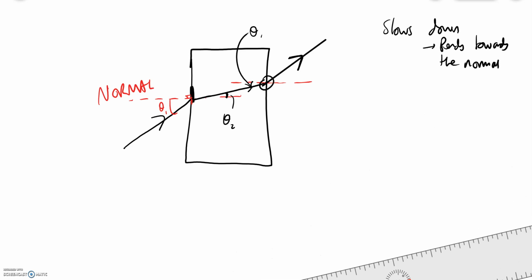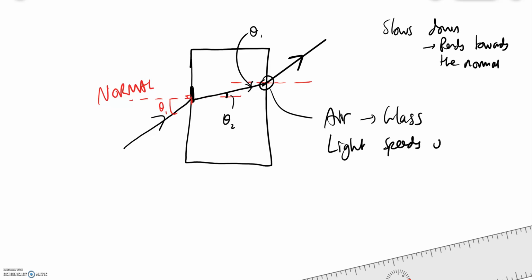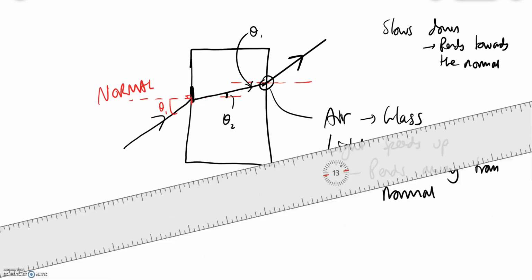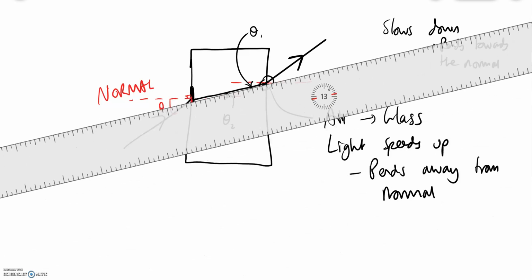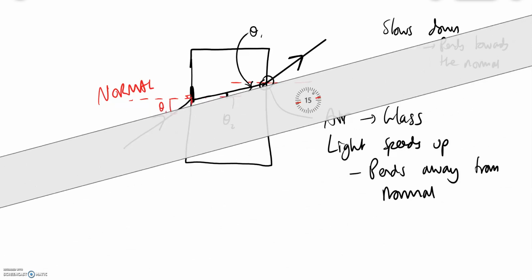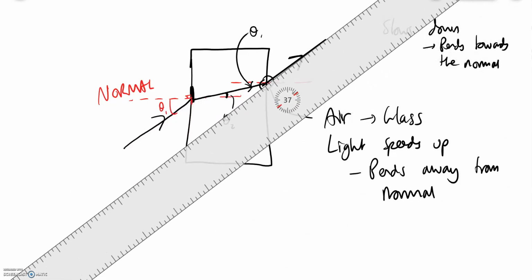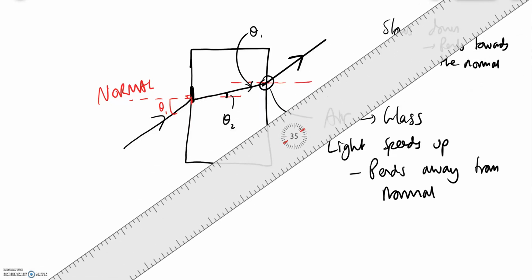Notice at this interface, we're now going air to glass. So that means the light speeds up. So the light's going faster. And in this case, when it speeds up, it bends away from normal. Okay, you need to learn that. What does that mean? Well, again, as I said, if the ray was not bending, it will continue along this path here. But actually, you can see it's bent away like that from the normal. So that's because it's sped up.